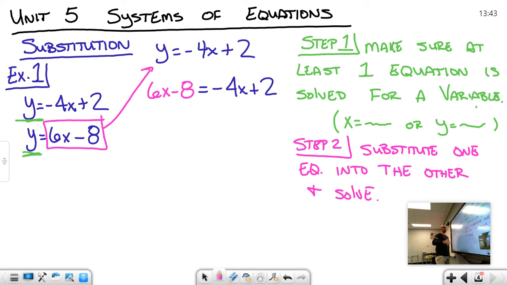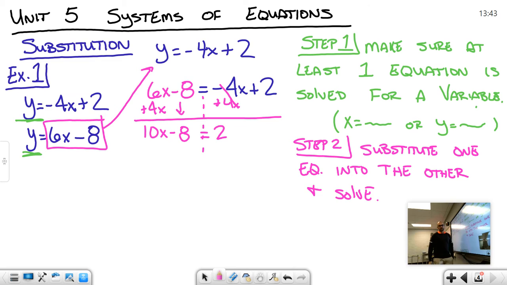So what we're going to do first, again, I'm going to draw a little line here so we can separate it. We're going to get the x on the same side. So I'm going to move the x to the left. I'm a lefty, I like it on the left, I'm sorry. The opposite of negative 4x is positive 4x. We're going to do to one side, you do to the other. Great job. All right. 6x and 4x gives me 10x. Bring down the minus 8 equals, one thing left over here is positive 2.